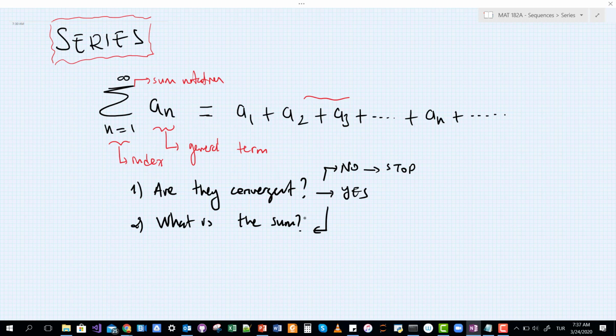But answering both questions is not going to be an easy task. If you can say it is convergent, finding the sum is more difficult than the first question. That's why most of the time we're just going to be able to answer the first part of the question. Let's look at an example, guys.